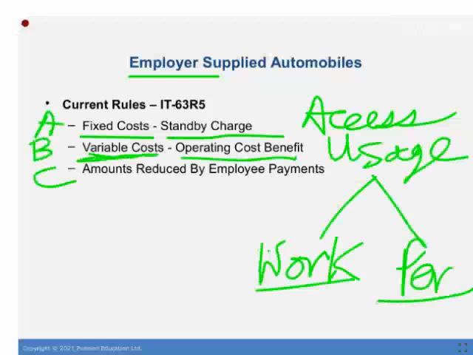So we have these different components. I'll call them A, B, and the last one C. Any amounts reduced by employee payments.